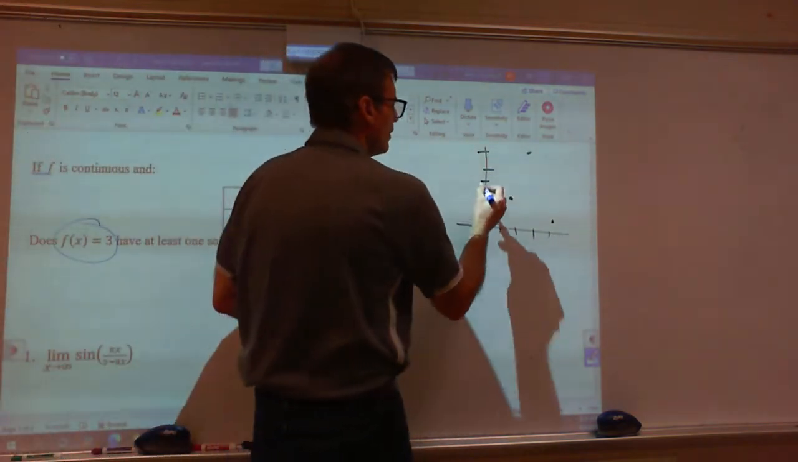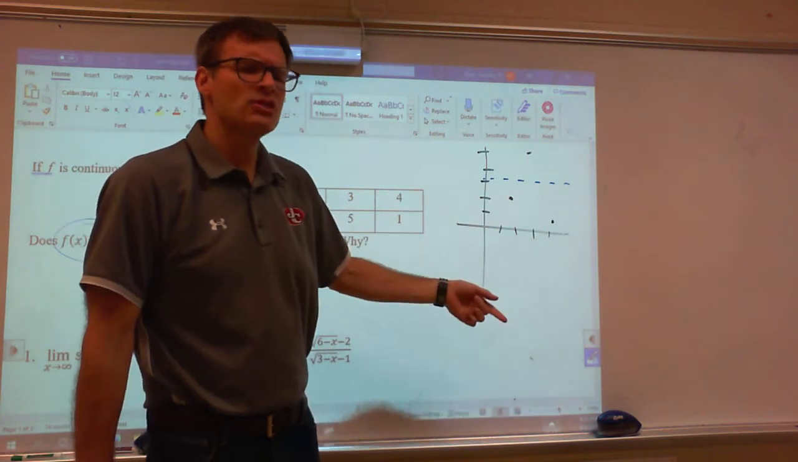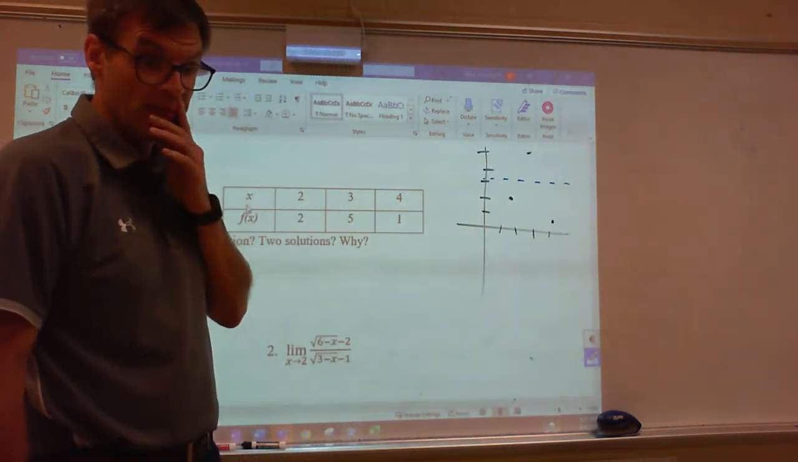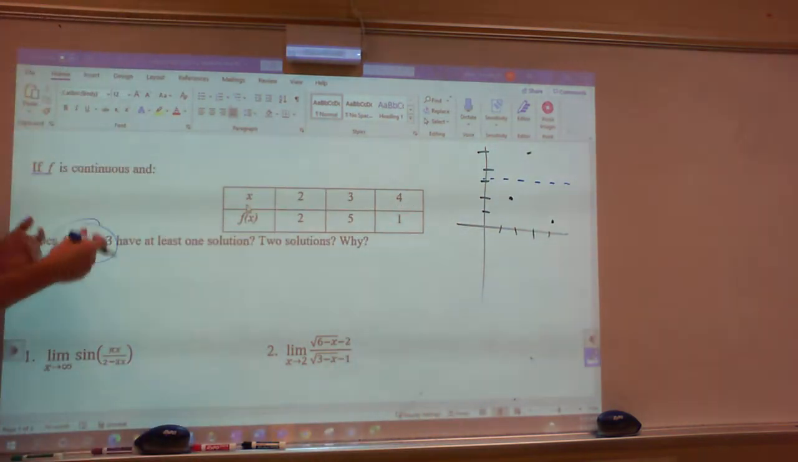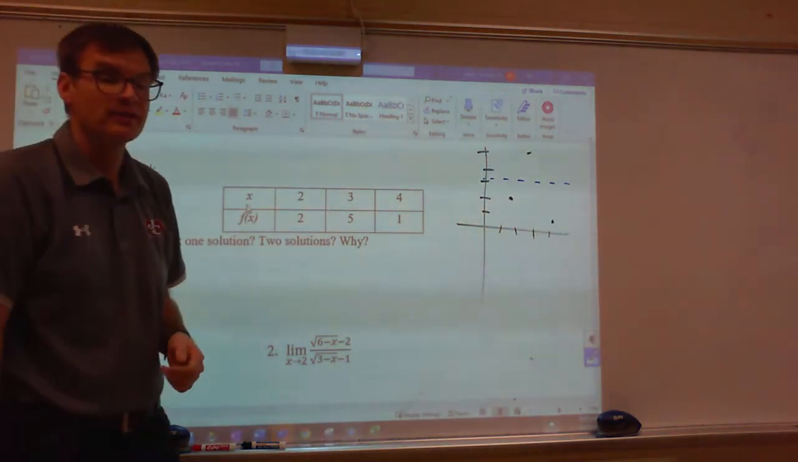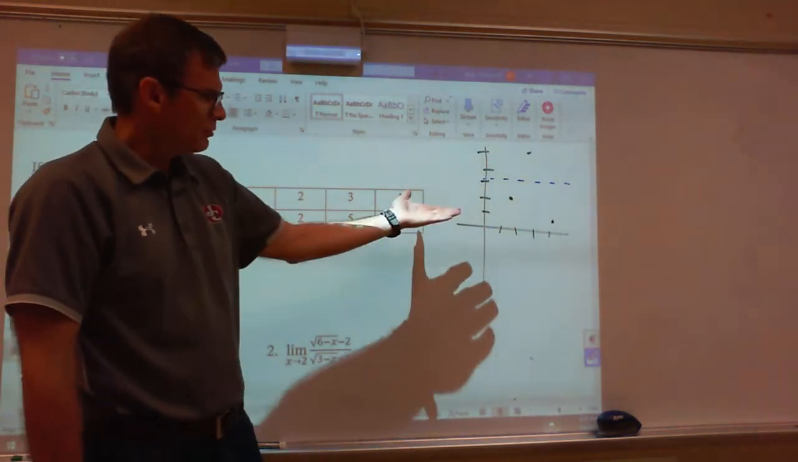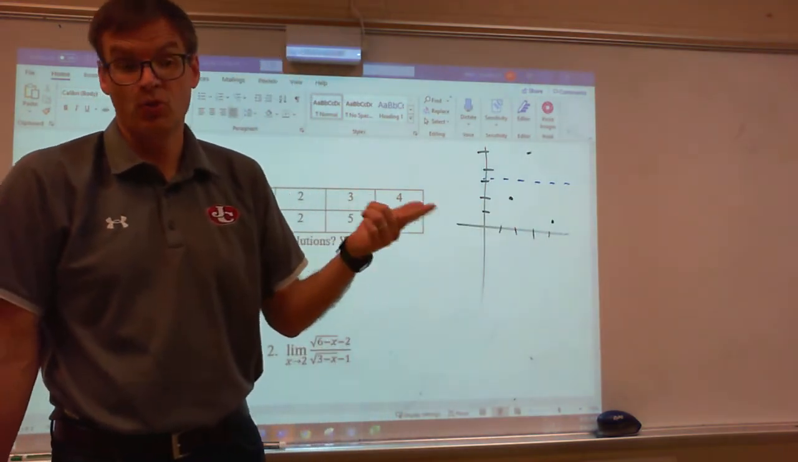Meaning, if I were to connect those dots, does it cross that line? Now, because you have to connect the dots. I said it's continuous. If it's continuous, you have to connect the dots. So now when you look at the picture, if I gave you this picture and I said connect the dots, does it cross the line once, twice?